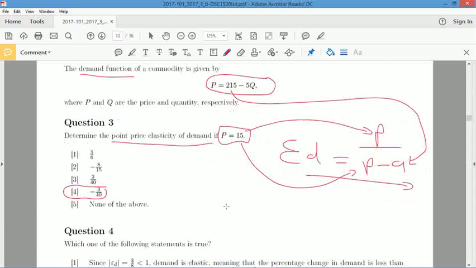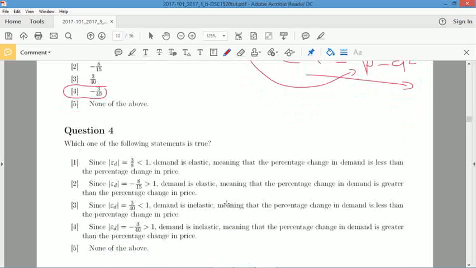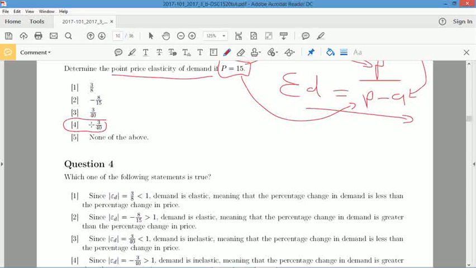Question 4 is using the same information. They say which of the following statements is true. All right, this is a theory question. We know that minus 3 over 40 is the point price elasticity of demand.